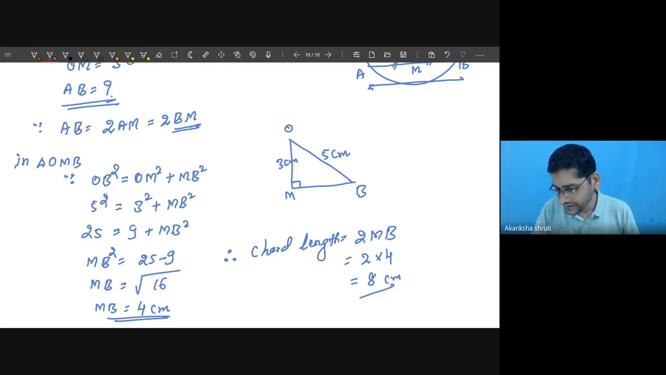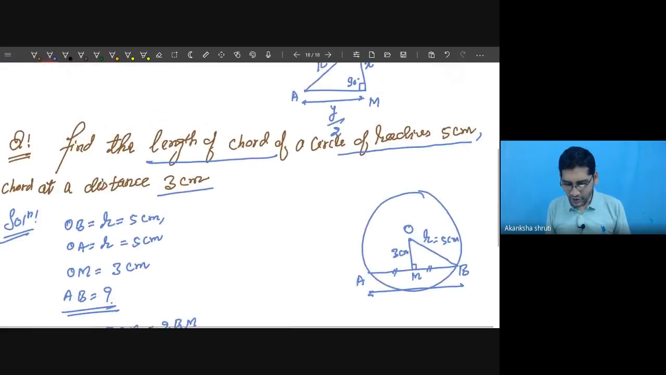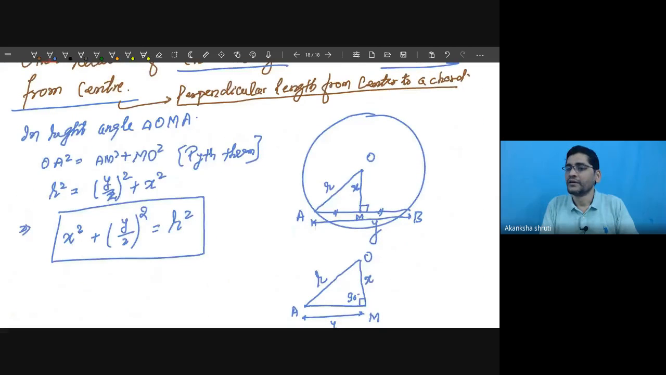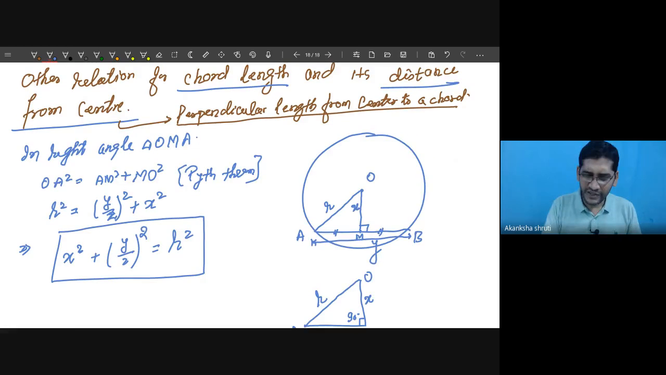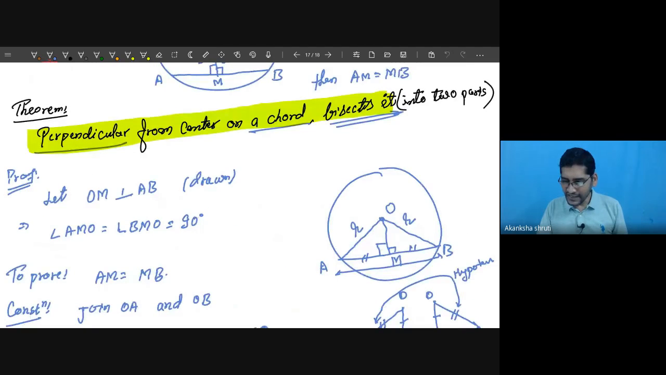Getting it, student? This way very simple questions are framed on applying the Pythagoras theorem for the relation between the distance of a chord from the center and the radius of the circle. Okay, student? We have learned the important thing. What we have learned? Perpendicular drawn from the center to a chord bisects it.